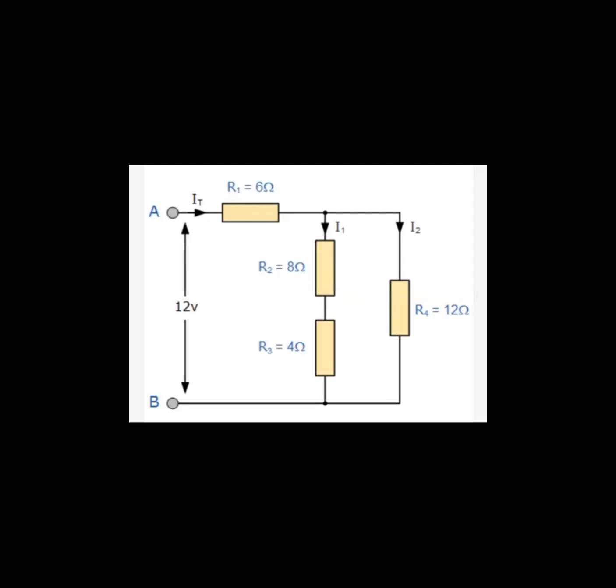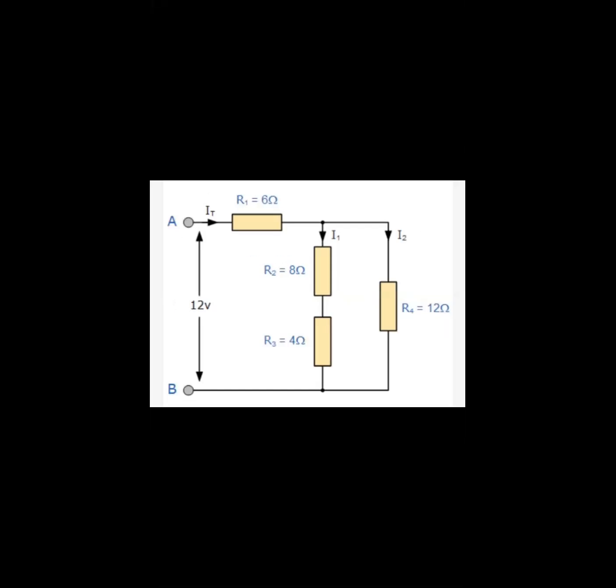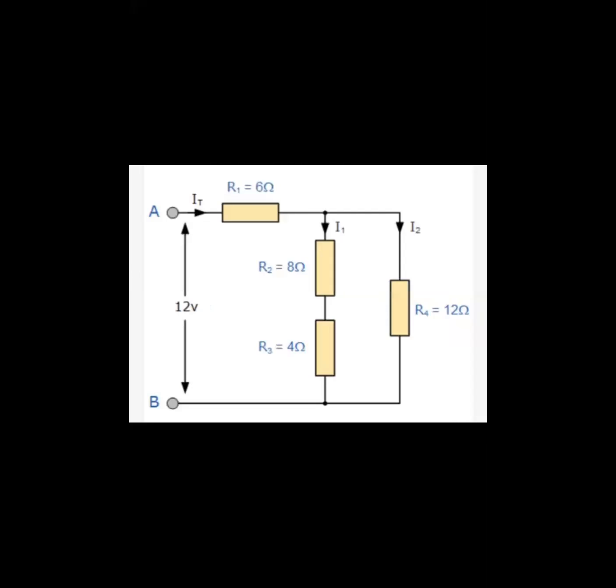Please let us see the current that is coming from IT. It moves through this resistor because that is the only resistor it is in contact with at the moment. When it gets to the point where we have I1 and I2, it splits. 0.5 ampere is distributed between 8 ohms and 4 ohms, and the remaining 0.5 ampere goes to 12 ohms, that is R4. Any question, guys?